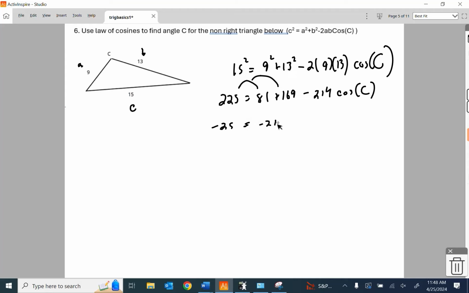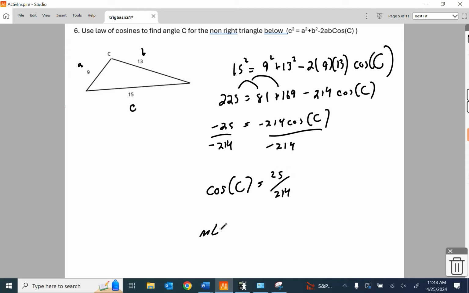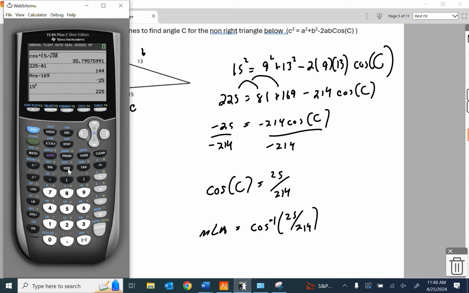I'm equal to negative 214 cosine of angle C. And what I'm going to do is isolate that cosine ratio by dividing by negative 214. And now I know that the cosine of angle C is 25 over 214, which means that the measure of angle C must be the arc cosine of 25 over 214, which means I'm going to push some buttons. Second cosine, 25 sitting pretty over a 214, and she's about 83.29 degrees.